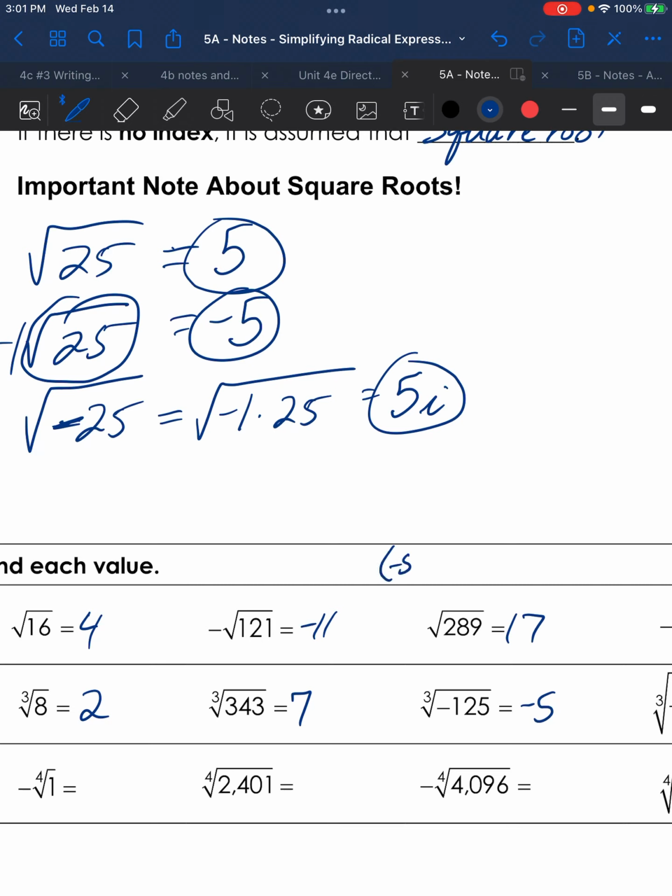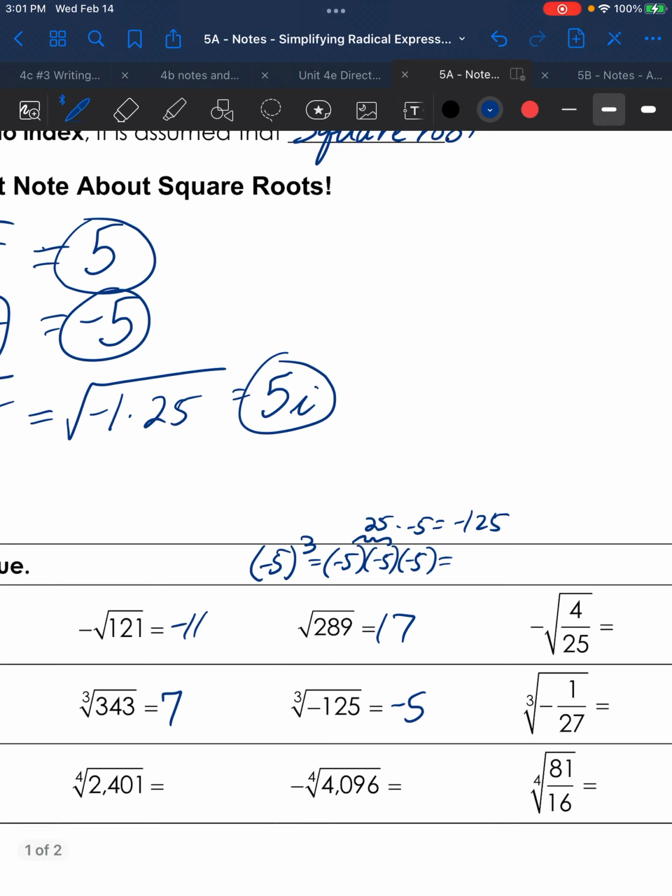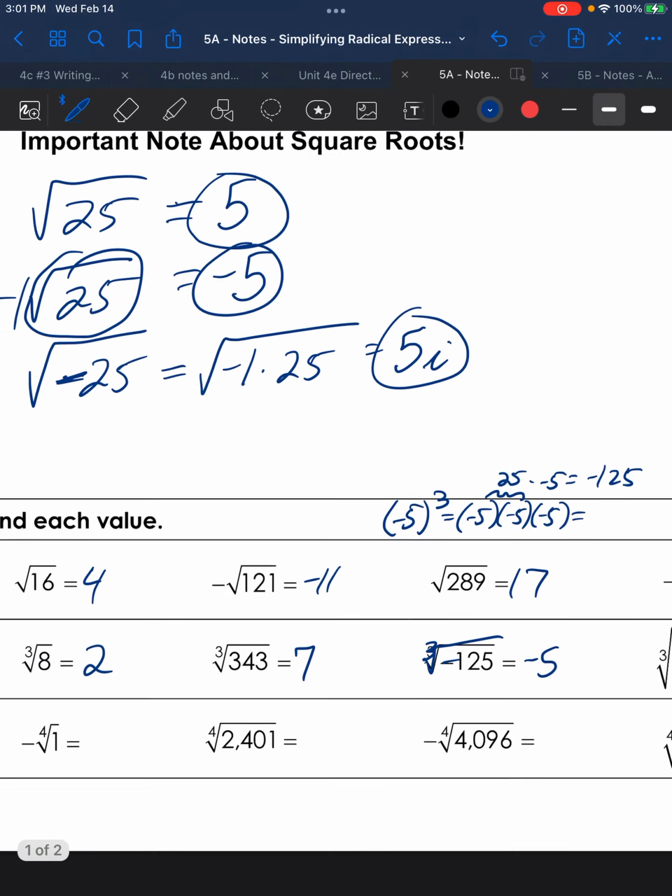So if I have a negative 5 cubed, that's negative 5 times negative 5 times negative 5. And that would equal 25 when you multiply two of them together, times negative 5 is negative 125. So it means if you get a negative one way, you got to get a negative back the other way. So if I cube root negative 125, it's going to be negative 5.